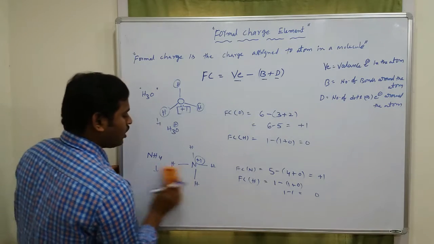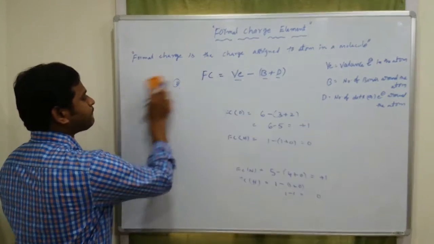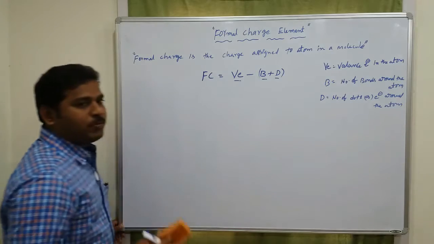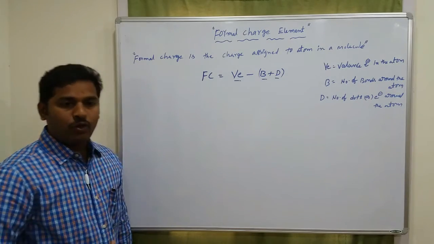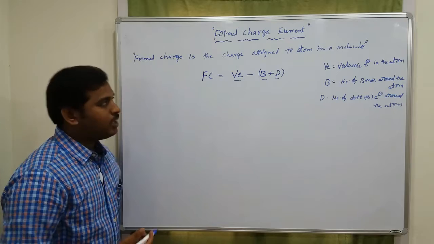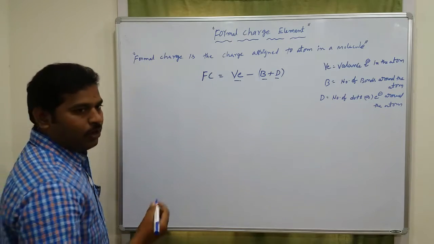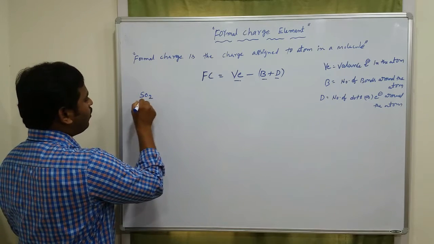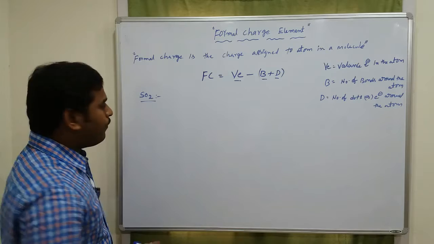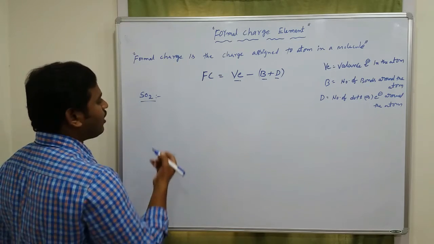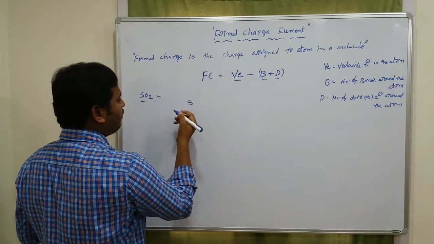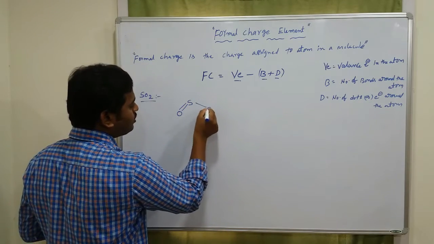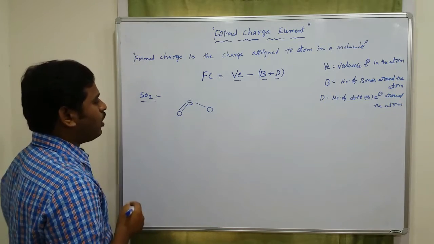Now let us discuss some crucial examples which are very important. While calculating the formal charge, we must write its Lewis dot structure. Then we will easily get the formal charge. Now let us go for the SO2 example. In this SO2 structure, we can write its Lewis structure. It is the sulfur atom, there are 2 bonds to the oxygen atoms. It is the SO2 molecule.